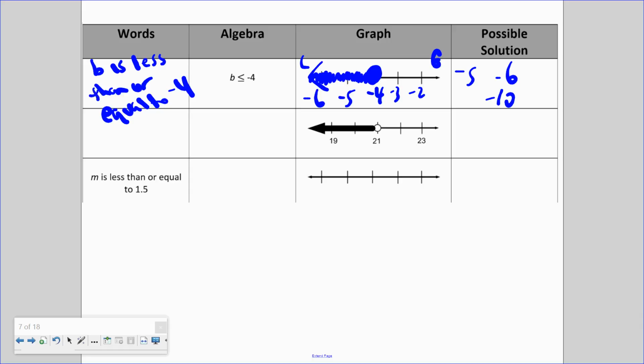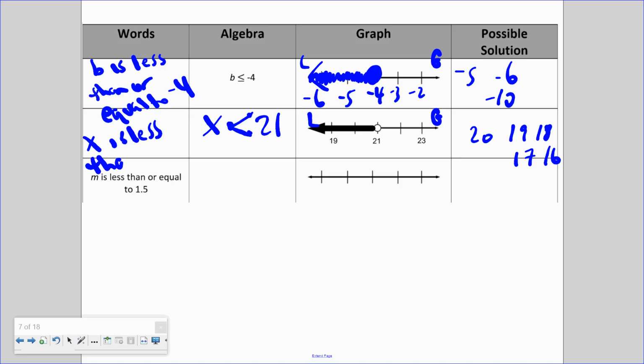Next one, I'll use X because I like using X. All at least to greatest. All of these numbers are less than 21. Less. So this side is less than this one. So, yep, less than 21. But it's an open dot. So is that including 21? No, it has to be less than 21. Like 20, 19, 18, 17, 16, and so on. So X is less than 21.